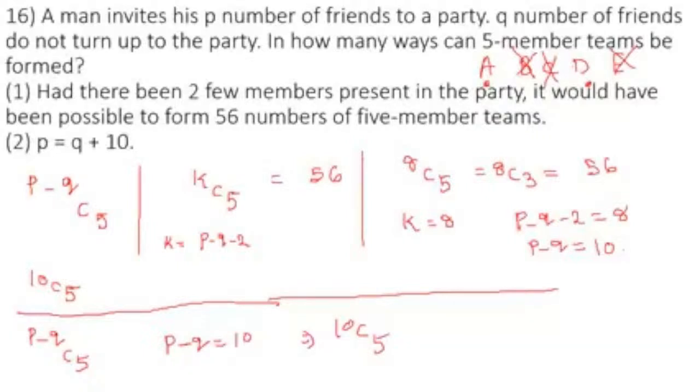So with statement 2 I can also conclude the answer, because I already know P is equal to Q plus 10, meaning P minus Q is 10 here. From that I will get 10C5. So I can answer from either A or B. That's why the answer is D: each statement alone is sufficient.